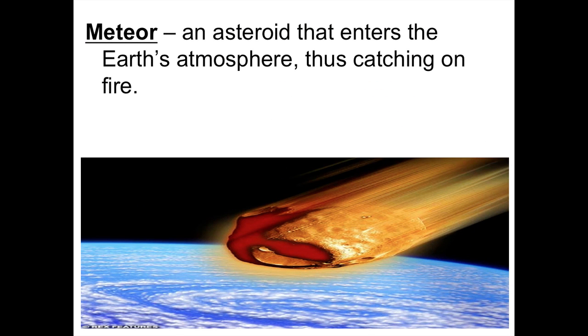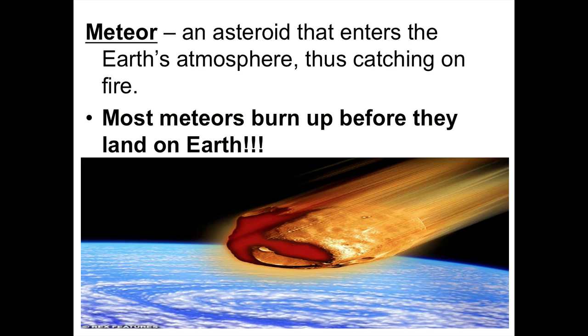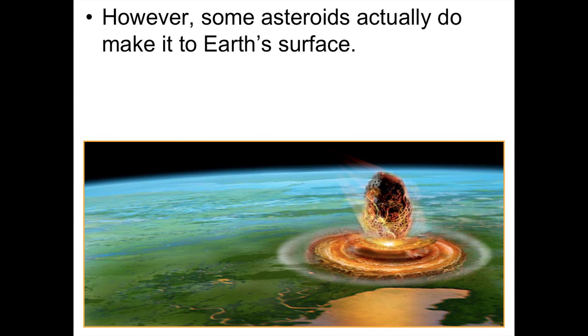Definition: a meteor is an asteroid that enters the Earth's atmosphere, thus catching on fire. Real easy. Most meteors burn up before they land on Earth. When I say most meteors, I'm talking about 99.9999999%. Most meteors never, ever, ever make it to our surface. However, sometimes they do. Some asteroids actually do make it to Earth's surface.